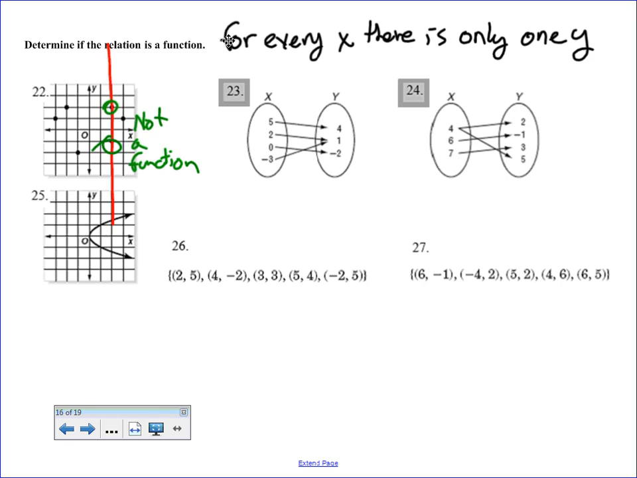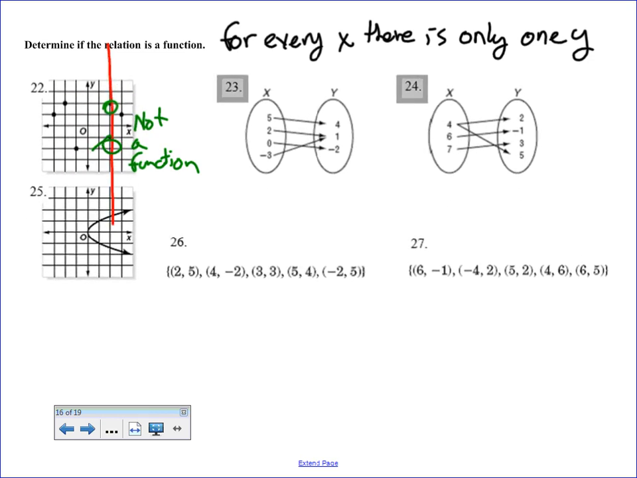And we see the same problem on number 25. Oops, sorry. On my vertical line, I once again am intersecting the function more than once. And so once again, this is not a function. Here, this confuses a lot of people, but remember, for every x, there's only one y. So when I plug in 5, I get one answer. When I plug in 2, I get one answer. When I plug in 0, I get one answer. And when I plug in negative 3, I get one answer. So this is a function.